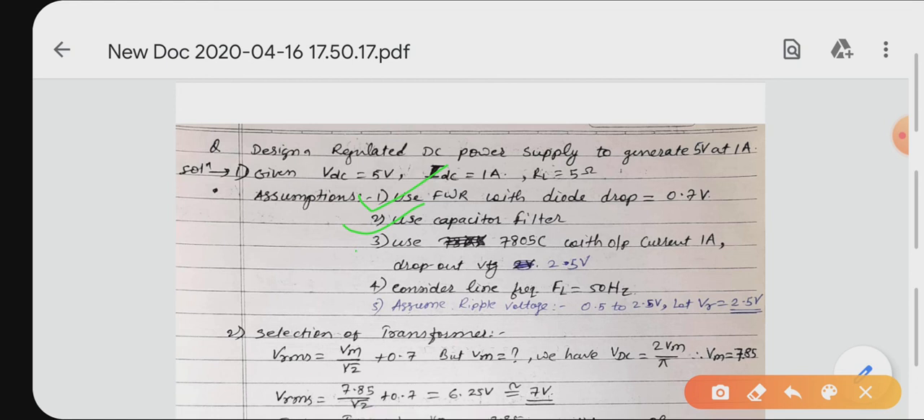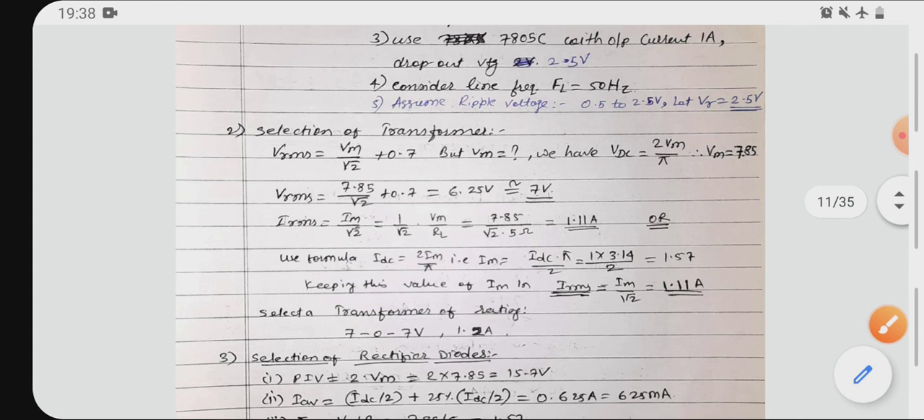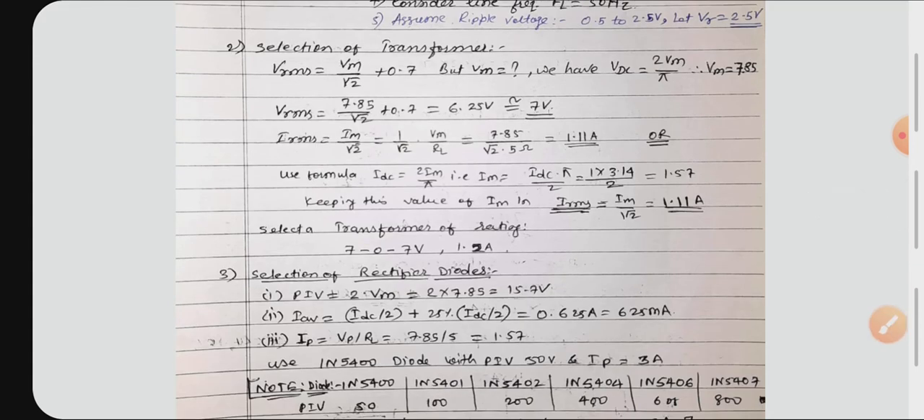Which IC is to be used, regulator IC 7805, 7812 etc. depending on the voltage requirement, and its standard value of dropout voltage will be 2.5 volt. Frequency you have to remember, AC is 50 Hertz, and ripple voltage you have to assume from 0.5 volt to 2.5 volt. For this problem let us assume it as 2.5 volt. Okay, so first step is done, what is given and some assumptions.